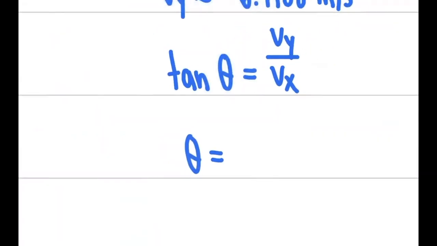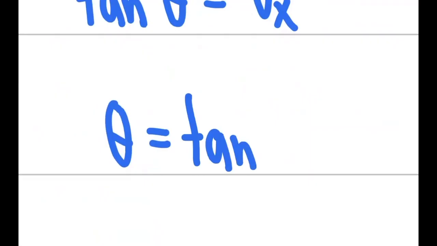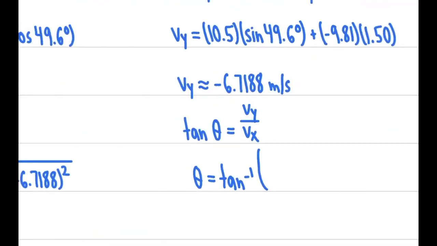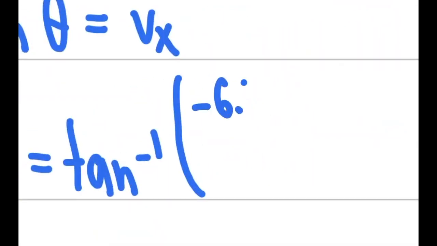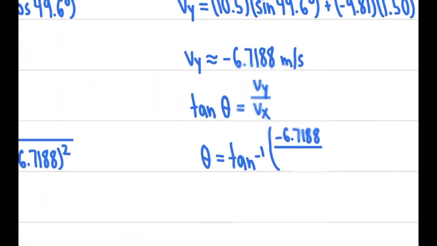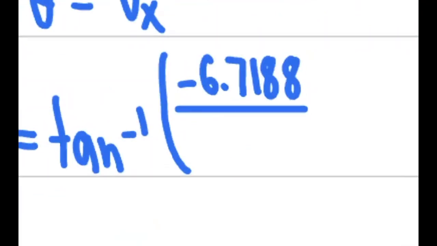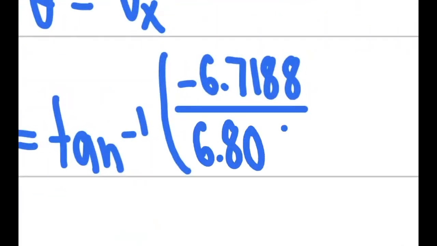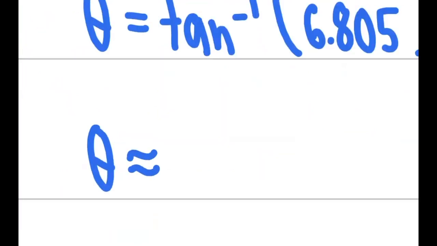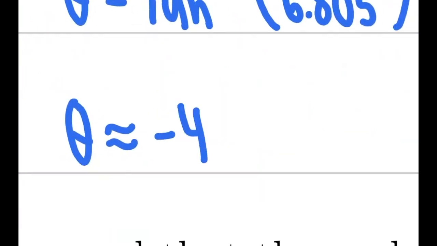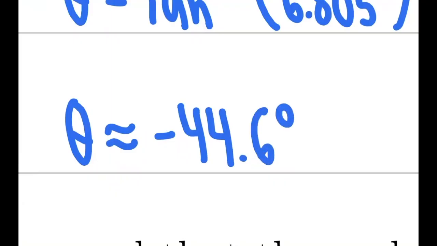So take the inverse tangent of both sides. You get theta is the inverse tangent of Vy, which is negative 6.7188. That's why I kept an extra digit there, because we're using these numbers again, divided by Vx, which is 6.805. In degrees, you'll get theta is negative 44.6 degrees.